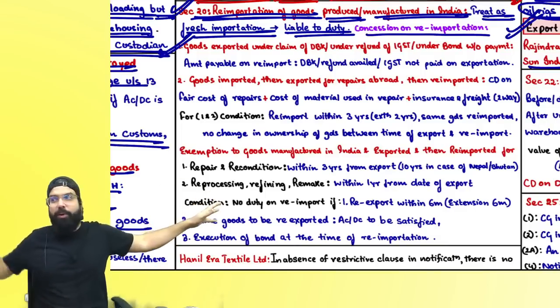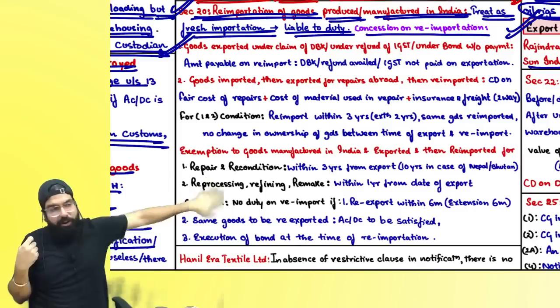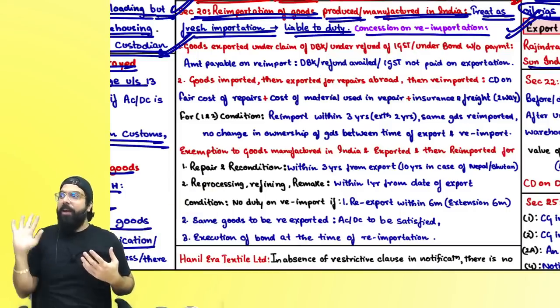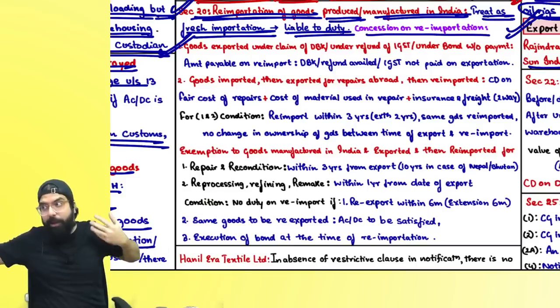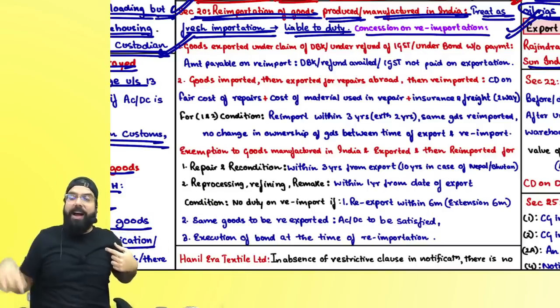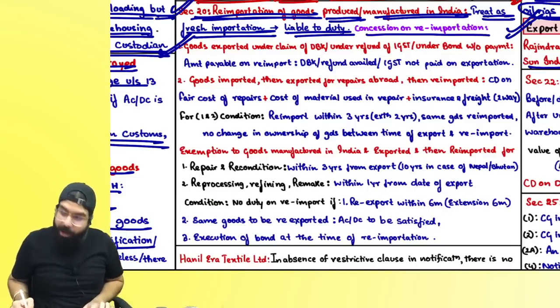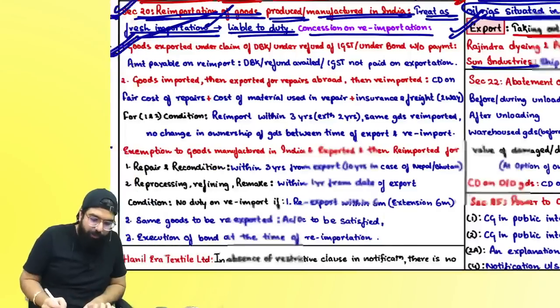You exported the goods, you got some GST refund. When you reimport, please give the GST refund back. You went in and exported, you gave the bond, meaning you did not pay IGST. When you reimport, please pay the IGST which you had not paid at the time of exportation. This is the first one which is being told.